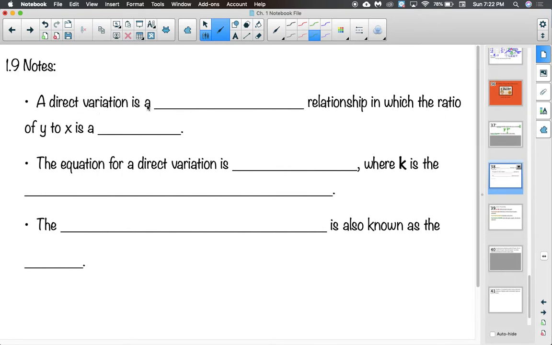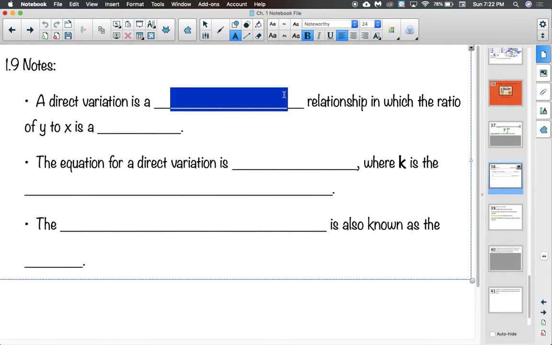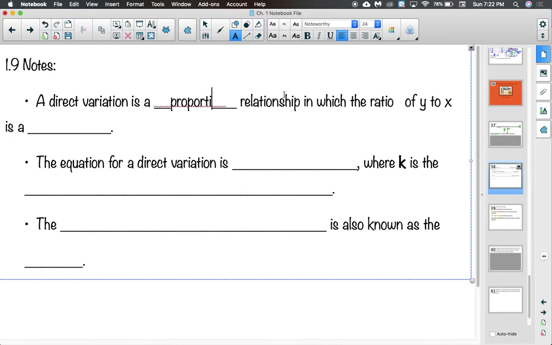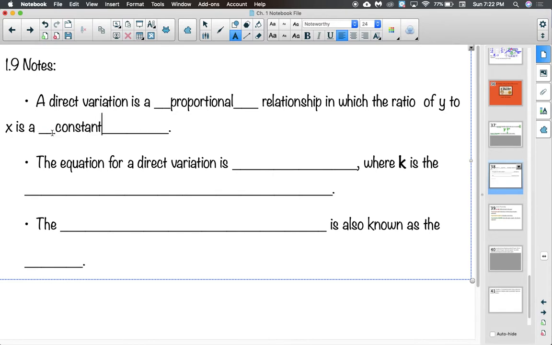So, notes, there's a lot of repetition in these notes. I am going to warn you now. I'm just going to type along as we go here. Direct variation is a proportional relationship, just like we put down in our notes, in which the ratio of y to x is a constant, and we call that constant the variable k. Okay? The equation for a direct variation, we already wrote this down as well, is y equals kx.